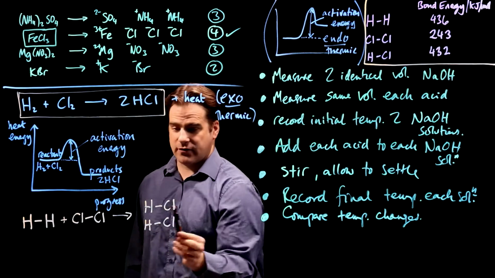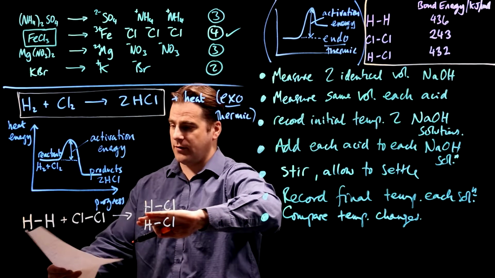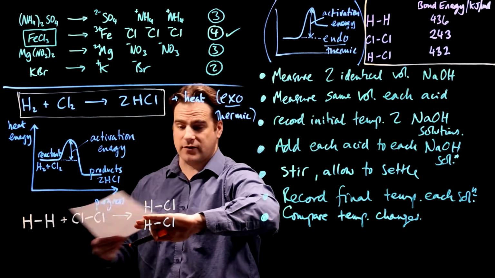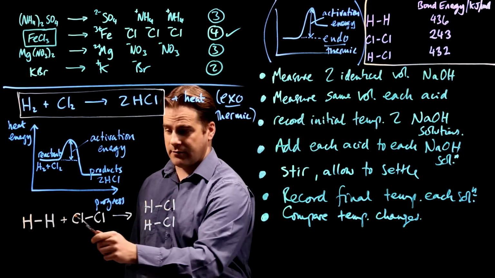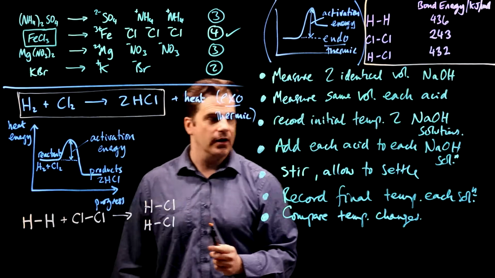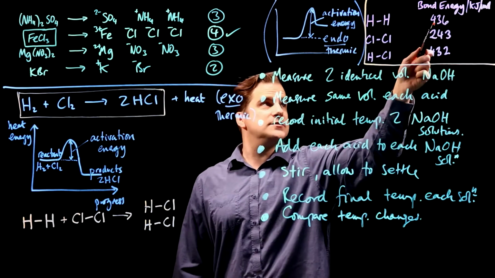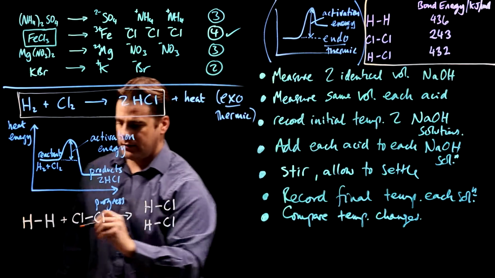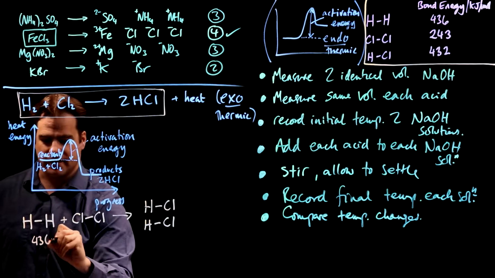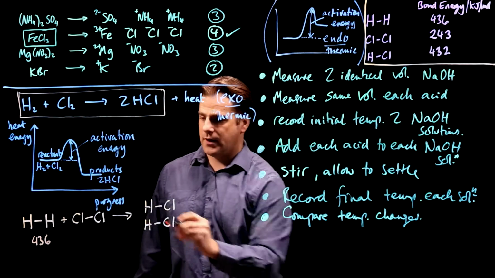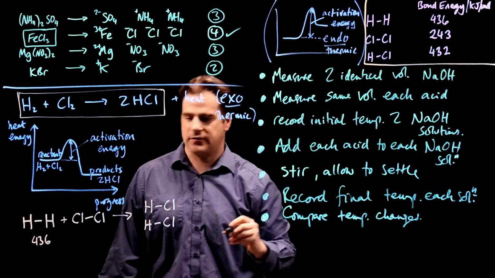For one of those, you have to get 2 of these. You can't just have 1 HCl forming because there'd be 2 hydrogens on that side, two hydrogens going in but only one coming out. You need two going in, two coming out. Same with the chlorines, two going in, two coming out. So now you can see the bonds. We have one H-H bond, okay? There it is. So that's 436 kilojoules per mole. We have one Cl-Cl bond, which is 243.